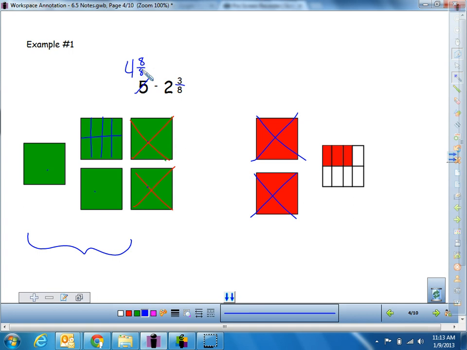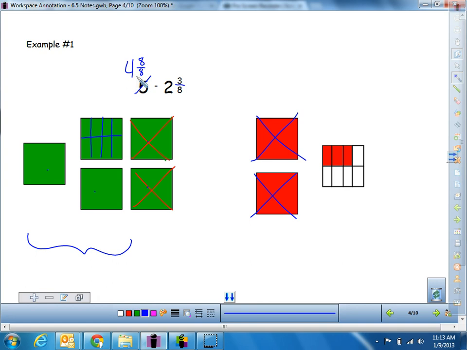This is exactly what we talked about in equivalent fractions, how at school I'm Mrs. Sorby, but I go home and I'm Mom or Christy. I'm the same person. This is still our same amount. We still have 5 entire boxes. The only difference is we're going to call it 4 and 8 eighths instead of 5. So we have 4 and 8 eighths minus 2 and 3 eighths.